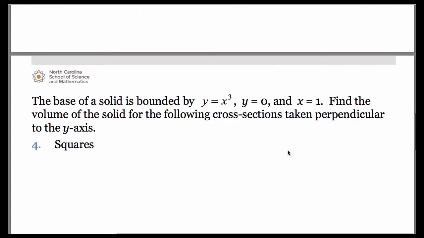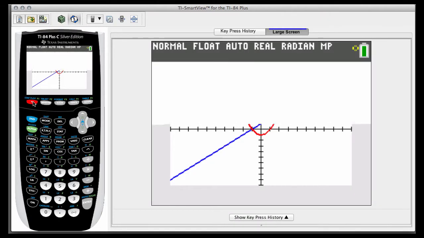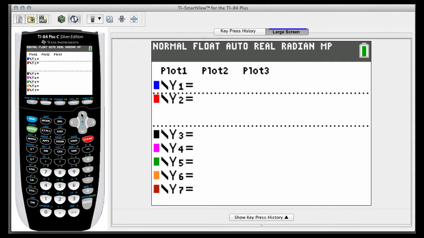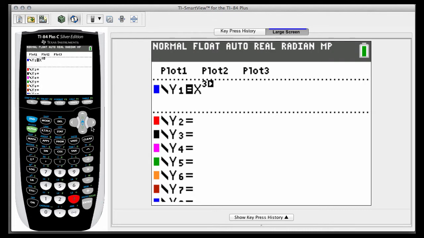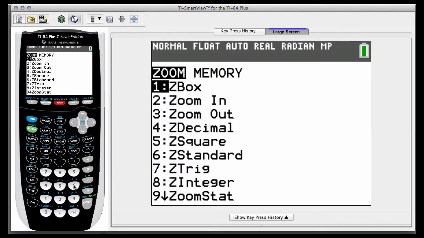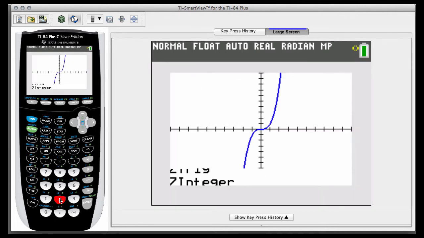So let's now look at another scenario with different types of equations as our base. And this time we want our cross sections to be perpendicular to the y-axis. So remember, that means we're going to have dy expressions. So let's go back to the calculator and graph this. So you can zoom 6 to graph it. It's just a simple cubic equation. You might want to zoom in a little bit.